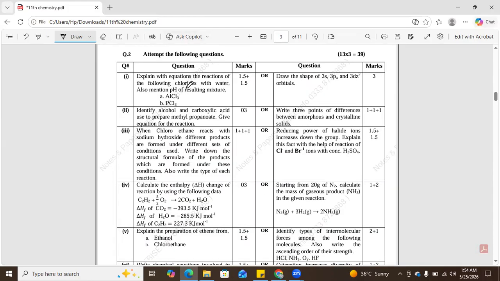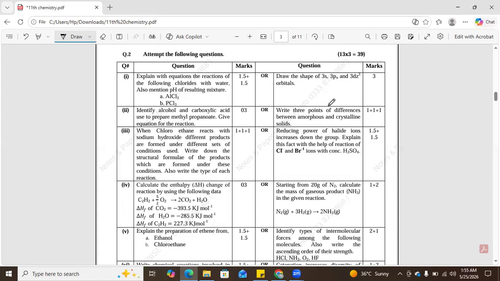Explain with equations the reactions of the following chlorides with water. Also mention the pH of the resulting mixture. Aluminum chloride and phosphorus trichloride. Or draw the shape of 3s, 3px, and 3dz square orbitals. So you can either select this one or this one. Identify the alcohol and carboxylic acid used to prepare methyl propanoate. Give the equation for the reaction.